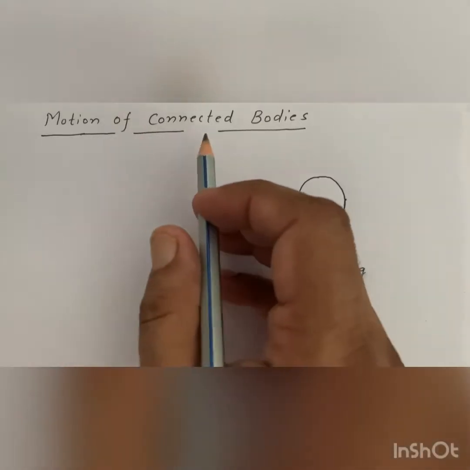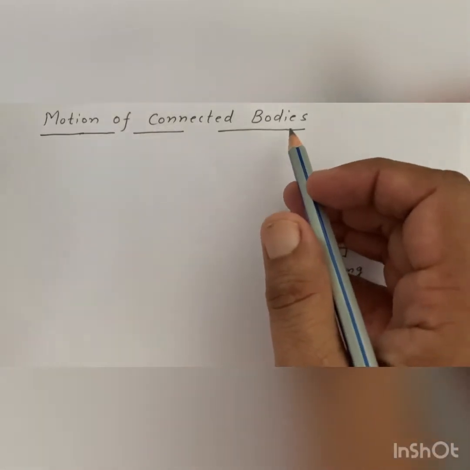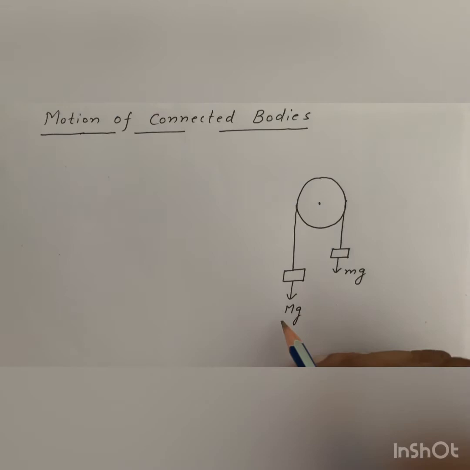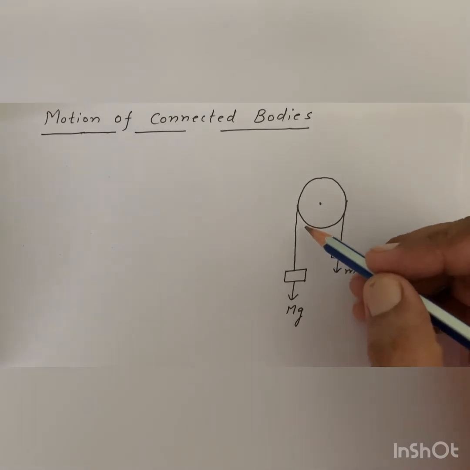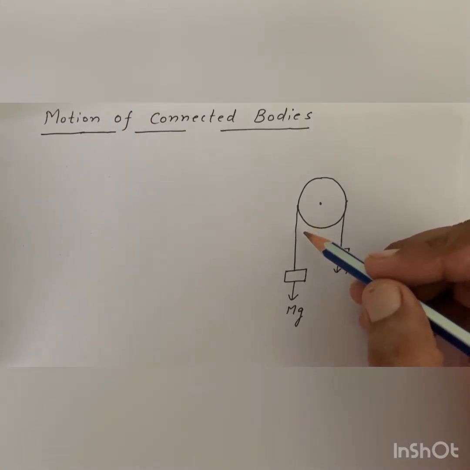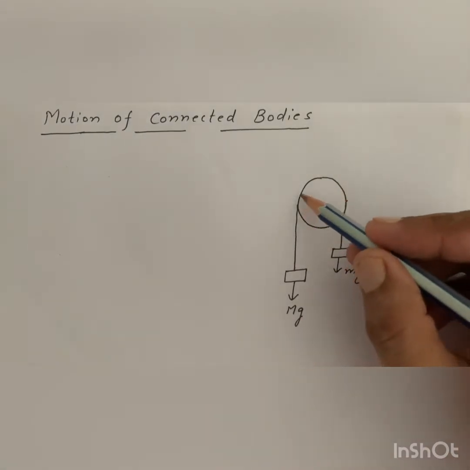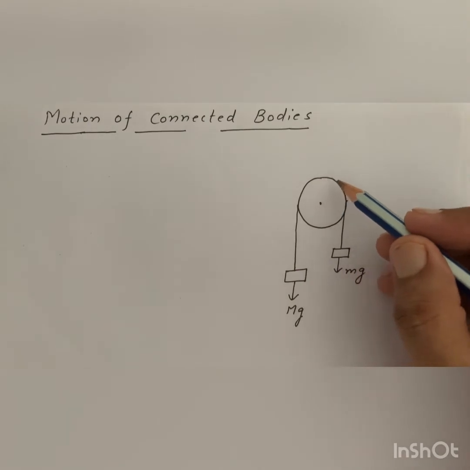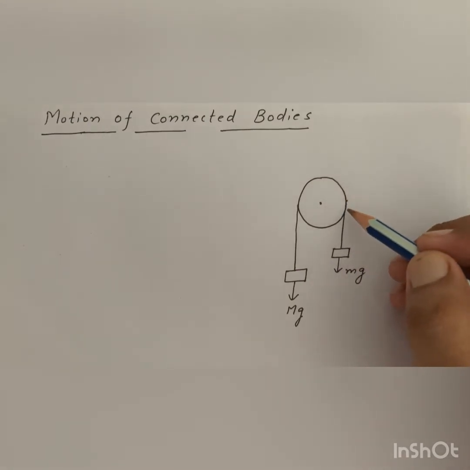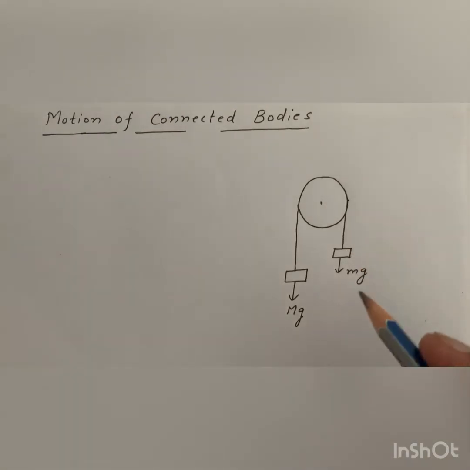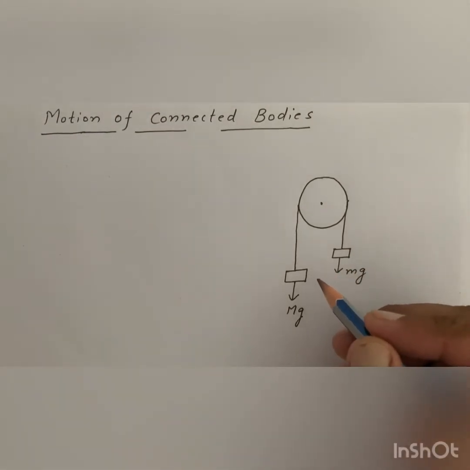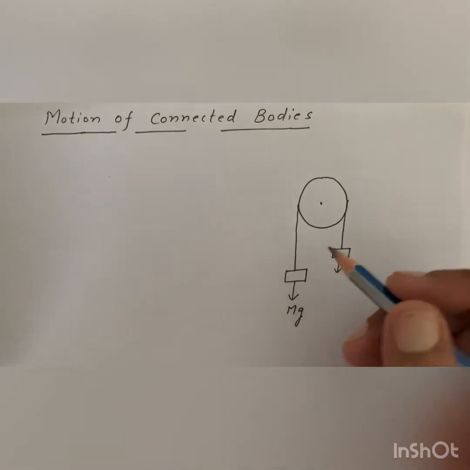Motion of connected bodies. Two masses, capital M and small m, are connected at the two ends of an inextensible string. The string is passing over a smooth, frictionless pulley. We want to calculate the acceleration and the tension in the string.